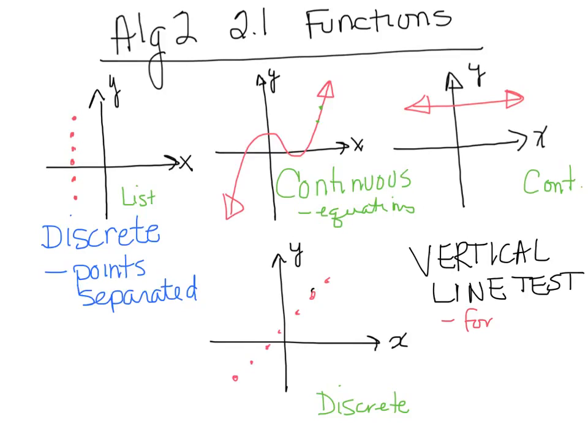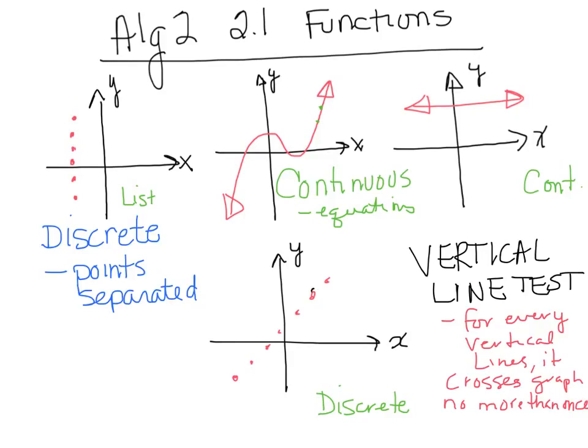But in a graph, every vertical line crosses the graph no more than once. There's that wonderful no more than. And it can only cross once or none. Otherwise it would fail the vertical line test. You need to pass the vertical line test in order to be a function.